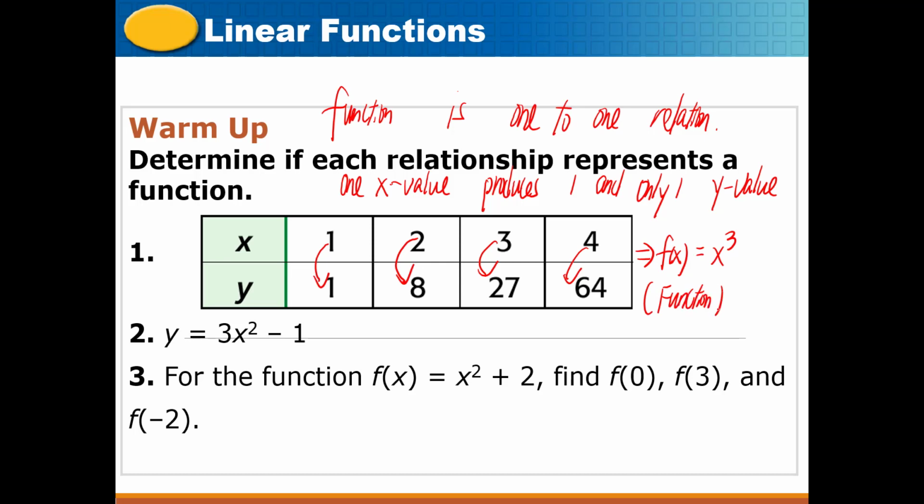The second one is y equals 3x squared minus 1. We call this a quadratic function. You can also just pick an x value. For example, pick x equal to 1, then y is equal to 3 times 1 squared minus 1. That's 3 times 1 minus 1, which is 3 minus 1, which is 2. So one x value produces only one y value. You can come up with different x values and you always end up with one y value. So this is also a function.